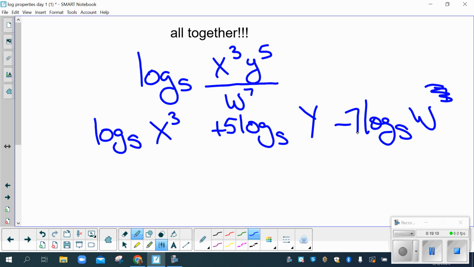So the 7 goes here, and I don't think I'm going to be able to move that 3. The 3 goes there. How'd you do? Did you get 3 log 5x plus 5 log 5y minus 7 log 5w? Yeah? If you look at that, it kind of looks like magical stuff, right?